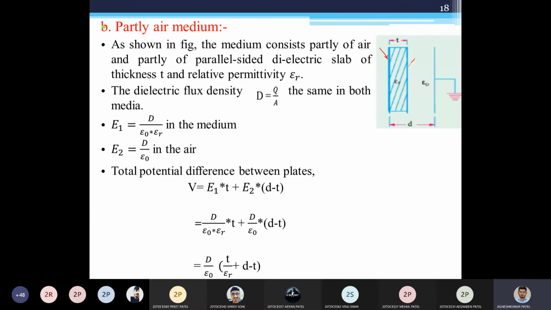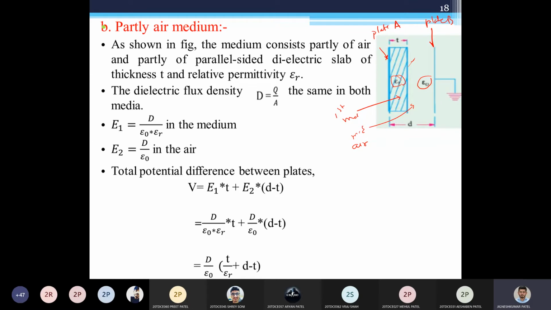Okay, so see, this is my plate. Let us say this is plate A, and this is my plate B. These are two plates, and between these two plates you can see two different media. This is my first media, and this is my second media. Now you can see it is denoted as epsilon 0. That means this is nothing but air, and this is represented as epsilon r. That means this is some media that we can have, like oil, something like that.